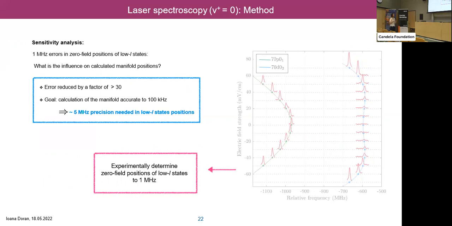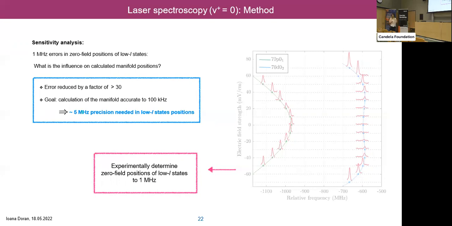So here the result is that the error is reduced by a factor of more than 30. So the calculated positions of the lines in the manifold shift much less with the 1 megahertz shift in the initial zero field position of the lower states. So this allows us then to put a bound on the precision that we need in the lower states positions by choosing an accuracy which we want for the manifold, which here I put to 100 kilohertz. So then this gives us a value of 5 megahertz of precision that we need for the lower states zero field positions. And so this is usually given by the MQDT.